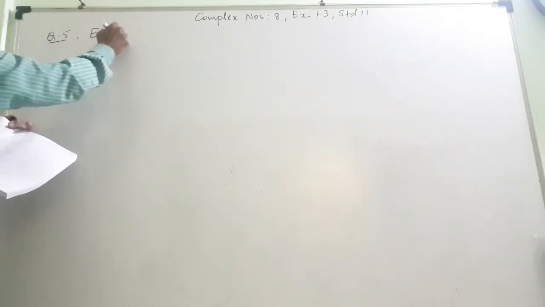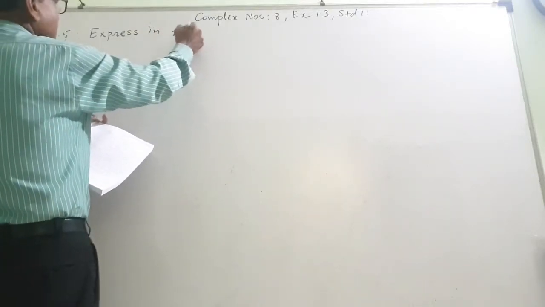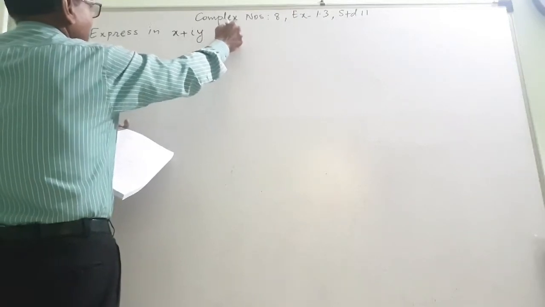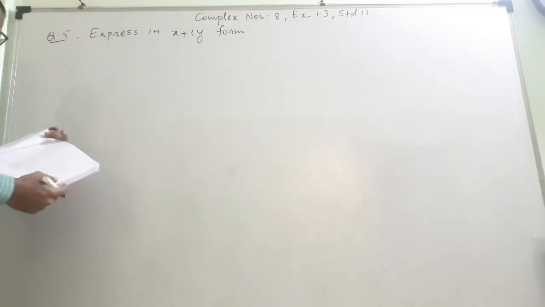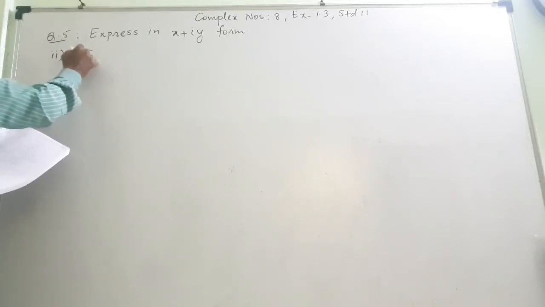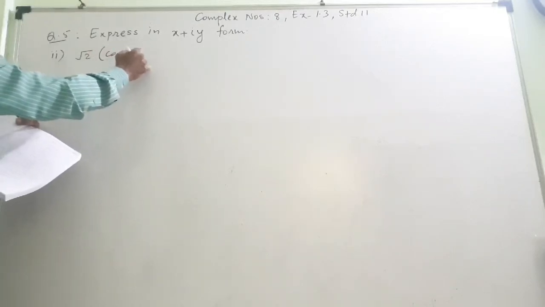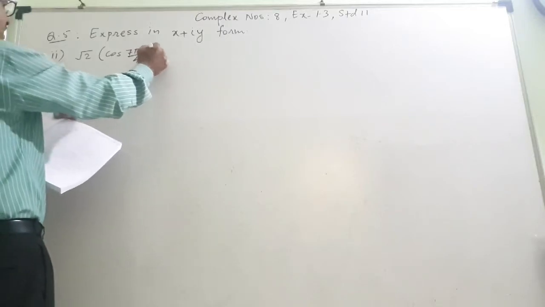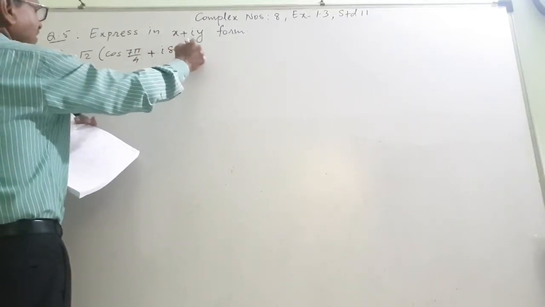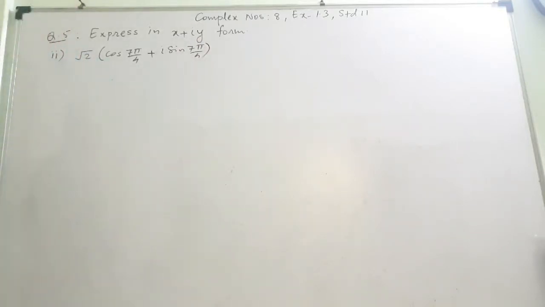Express in x plus iy form. The first one is simple. The second one I will take: root 2 into cos of 7 pi by 4 plus i sin 7 pi by 4. This is the polar form, so this I have to convert.